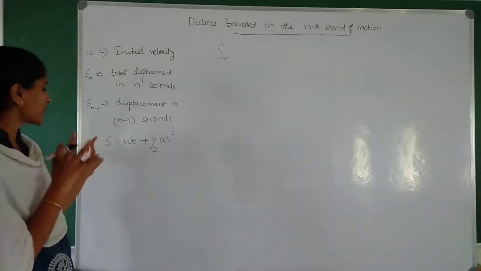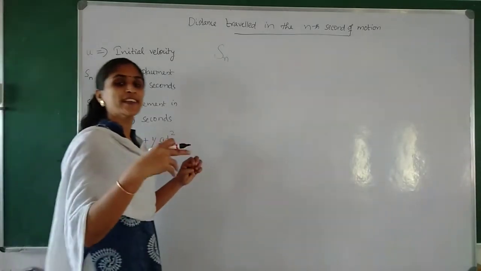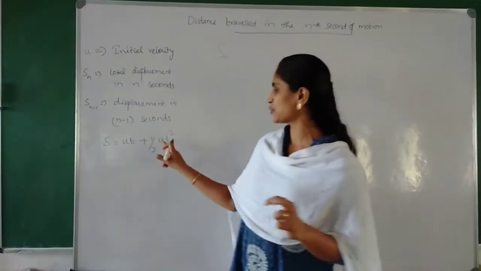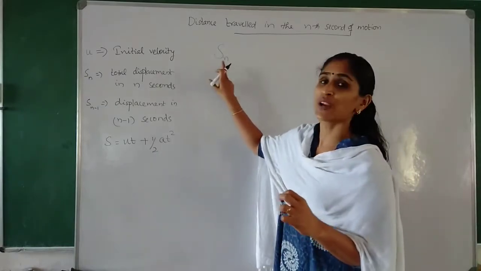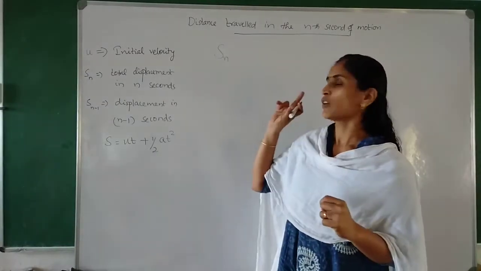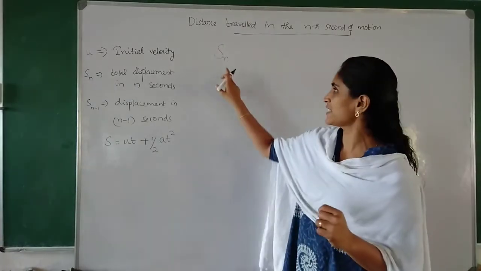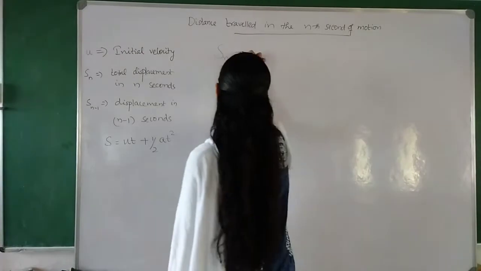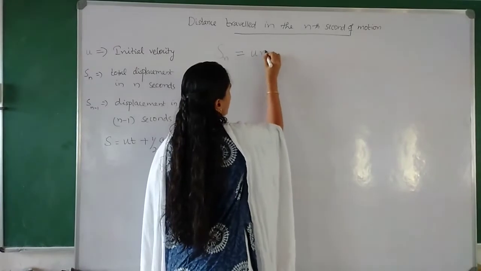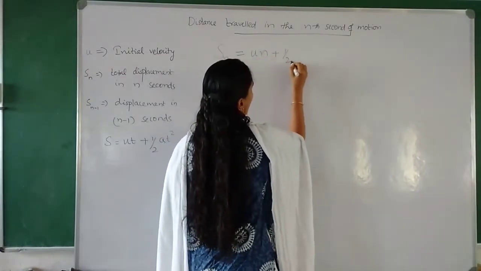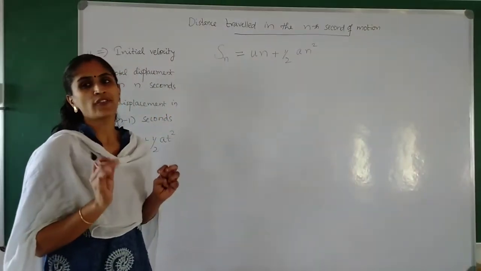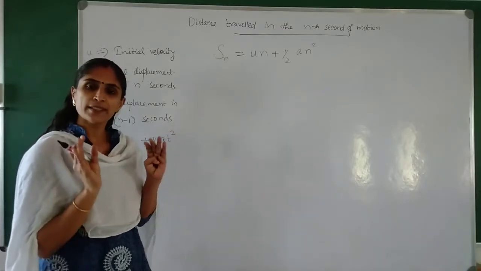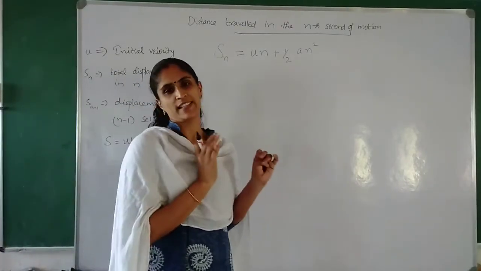In 10 seconds, if the displacement is asked, or in 5 seconds, we can use this equation, S equal to ut plus half a t square. So the distance travelled in n seconds, or displacement of the object in n seconds, can be written as Sn equal to, instead of t, we write n. So we get un plus half a n square, which is the displacement of the object in n seconds.